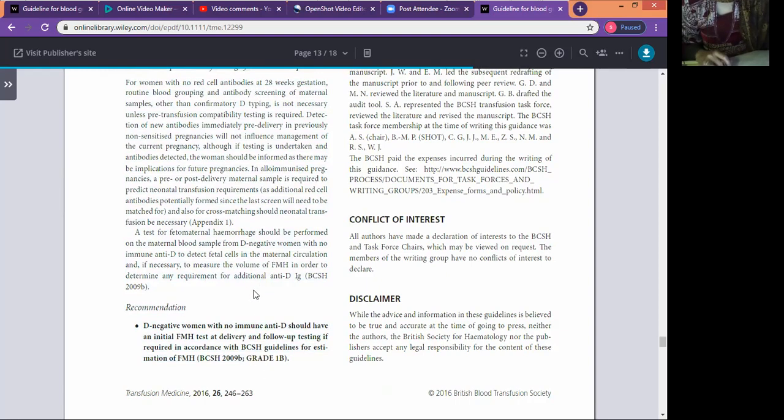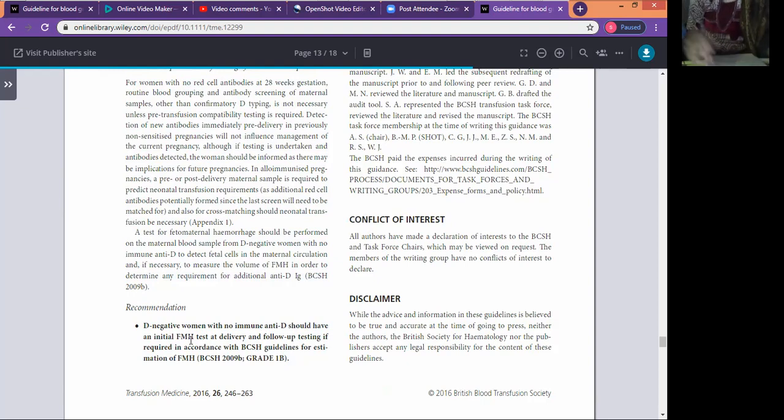Even if they did not have any antibody during the course of pregnancy, birth in itself poses a small risk of even a slight fetal-maternal hemorrhage. So the FMH testing should be done.